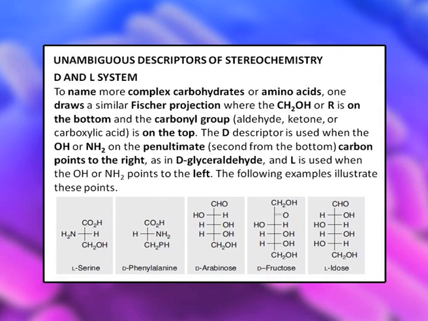Now, the D descriptor is used when the OH or NH2 is on the penultimate carbon, like here. In this case, there is no penultimate carbon, only one chiral center. But in molecules where there is more than one chiral center, we consider only the penultimate carbon. If the OH or NH2 is on the right side, like in this case, or this case, or this case, we call it a D isomer. On the other hand, if the OH or NH2 is on the left side, like this case or this case, we call it an L isomer.